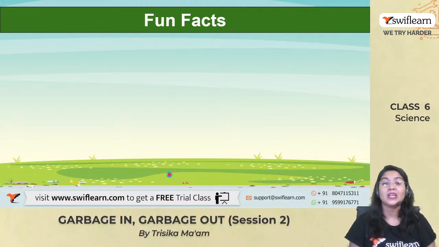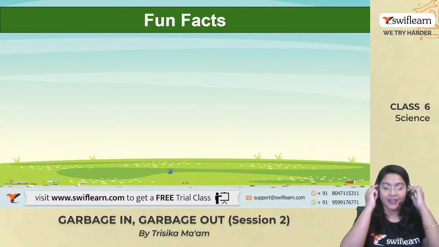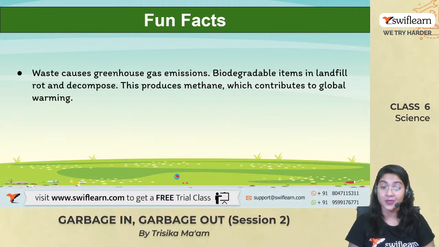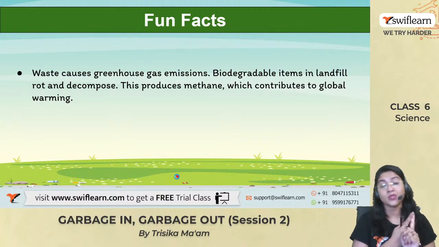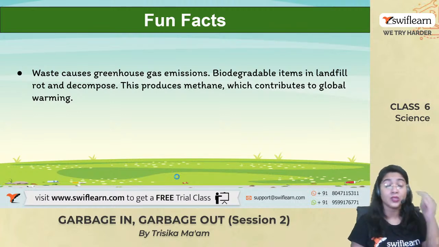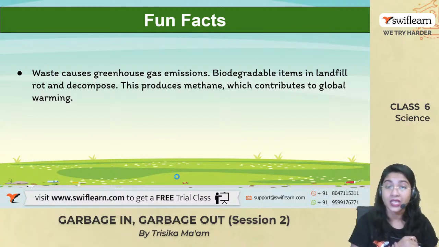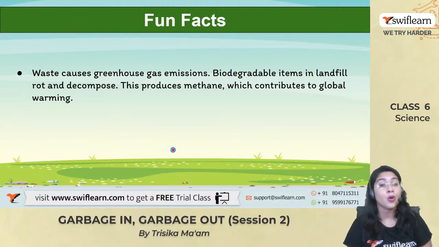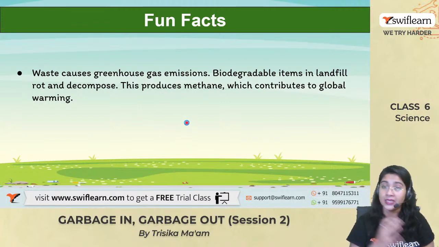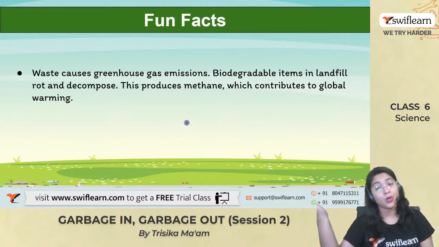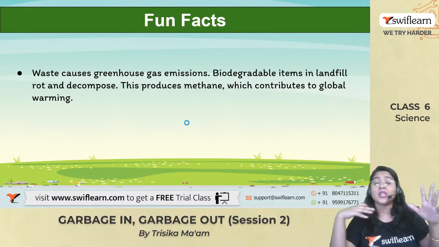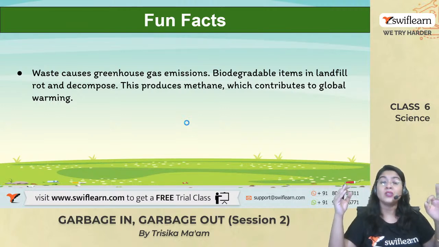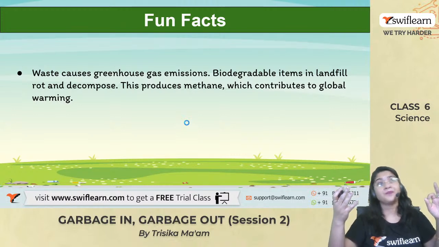Now let us go to some fun facts. First of all, waste causes greenhouse gas emissions. You already know the harmful gases that come out from burning plastic materials. It increases the greenhouse gases in the environment. The biodegradable items in the landfill rot and decompose, and this produces methane, which contributes to global warming. There are various greenhouse gases like CFC, methane, carbon dioxide. They actually contribute to global warming, right?